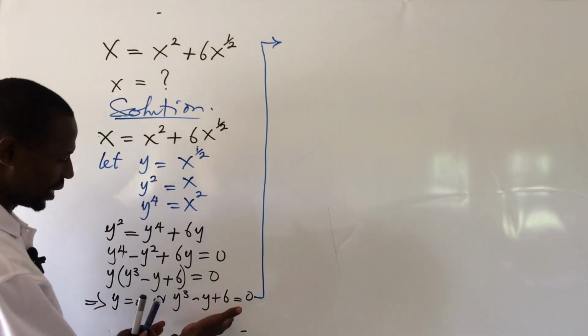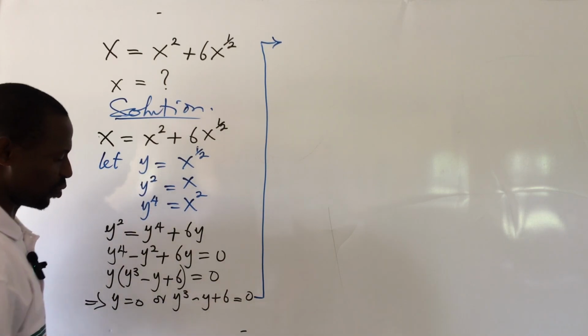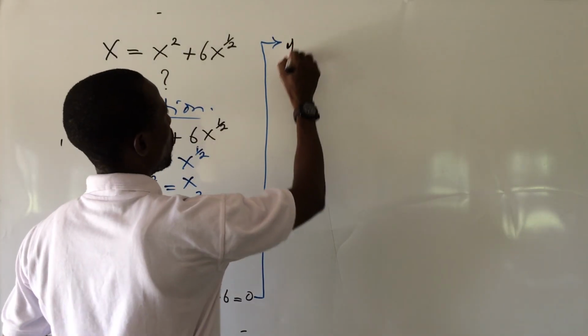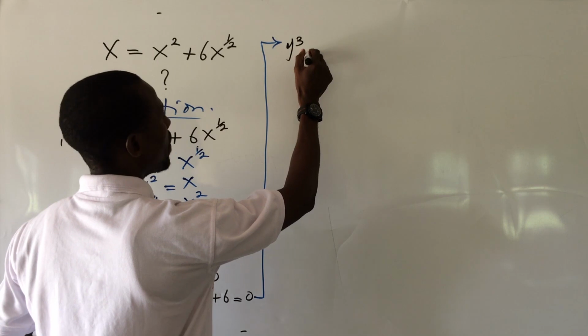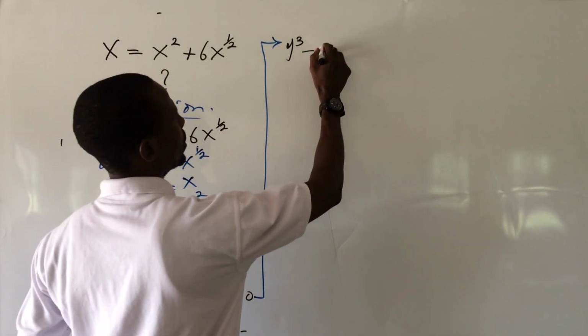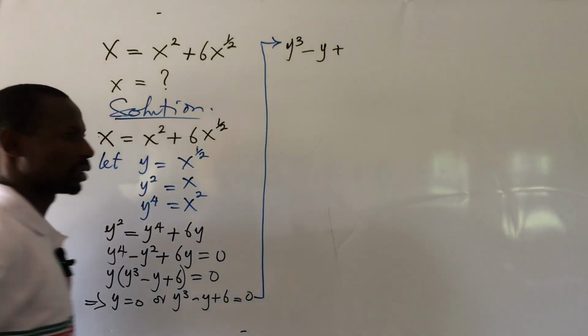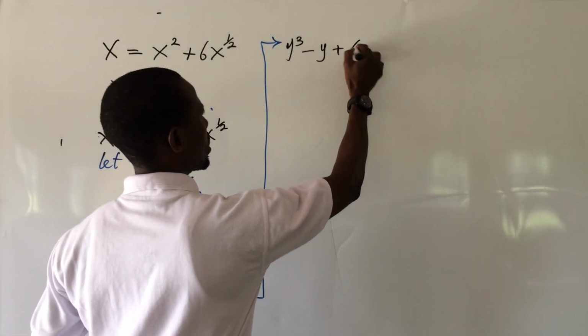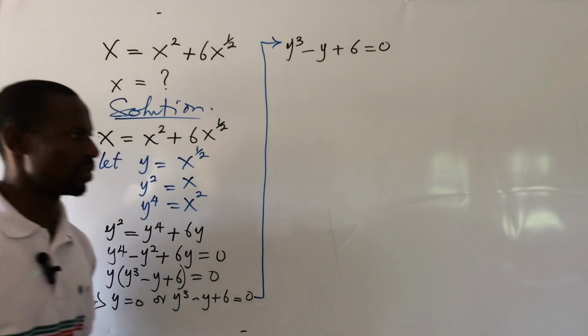So we take the other side of the equation, which says y to the power of 3 minus y plus 6 equal to 0.